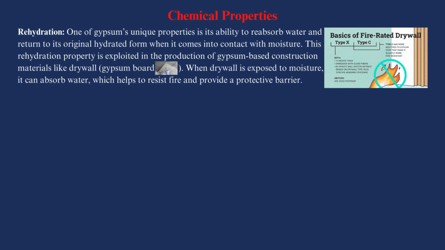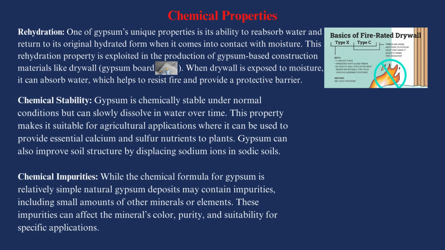Rehydration. One of gypsum's unique properties is its ability to reabsorb water and return to its original hydrated form when it comes into contact with moisture. This rehydration property is exploited in the production of gypsum-based construction materials like drywall. When drywall is exposed to moisture, it can absorb water, which helps to resist fire and provide a protective barrier.